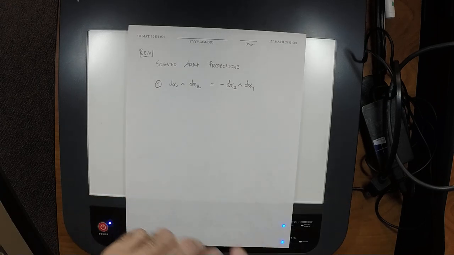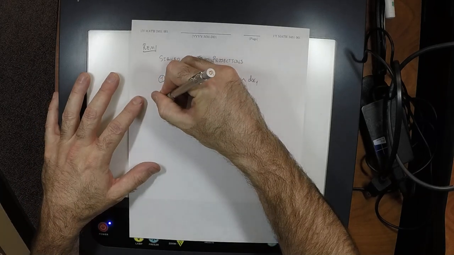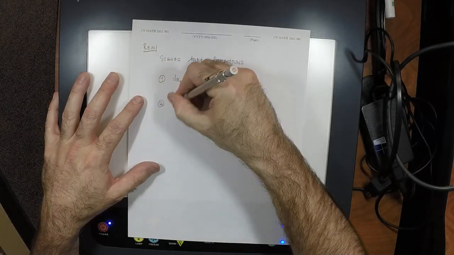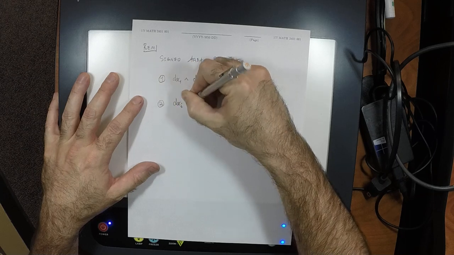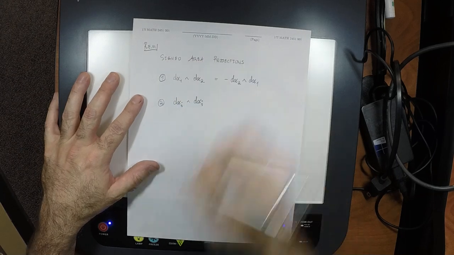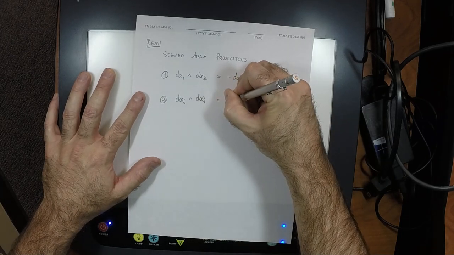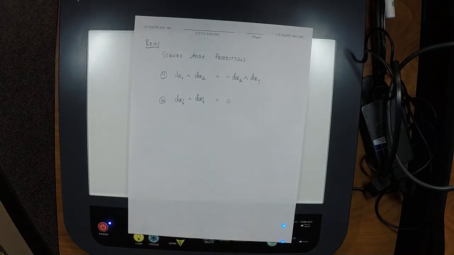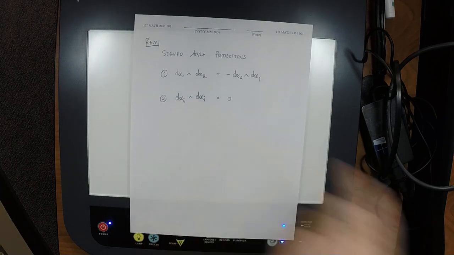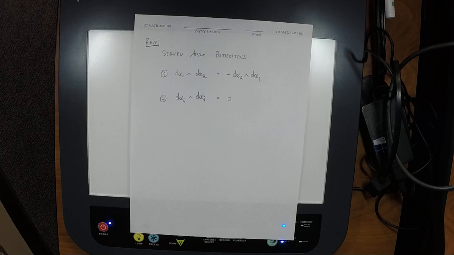Okay, so commuting causes negation. Commuting causes negation, and dxi wedge dxi is what? Is zero. That is to say, when you take this two form, which has a repeated element in it, then you're going to get zero. You're going to get zero from the algebraic point of view, because that's saying you're selecting the same row twice. So you're going to compute a determinant where one of the rows is repeated, so you're going to get zero.